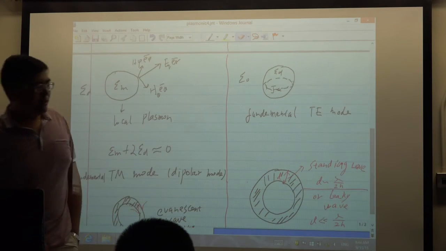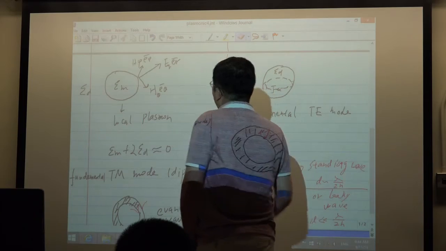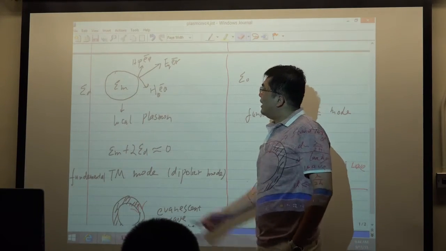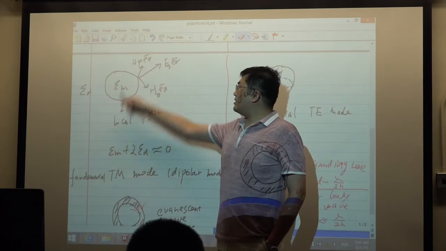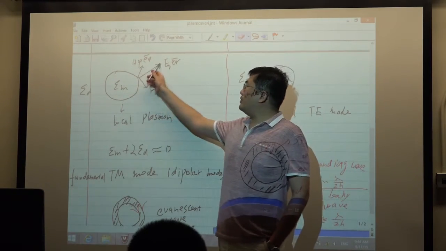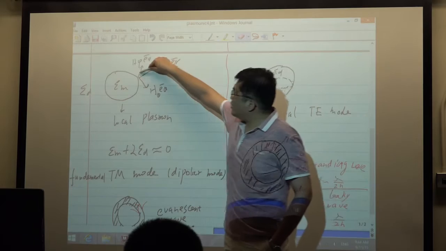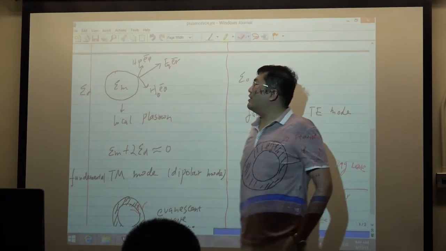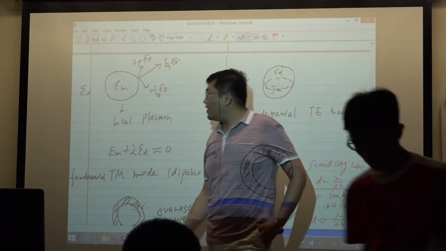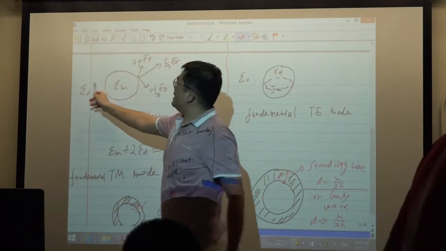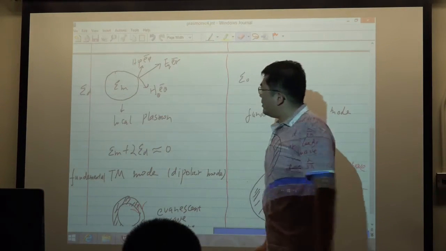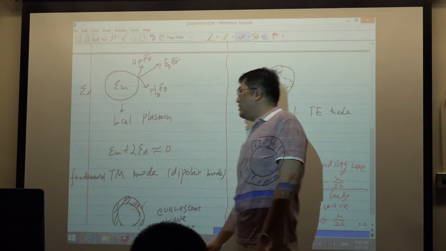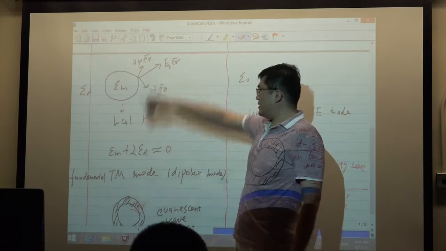For the local plasmon, it's also quite different, okay? For the local plasmon, when the E is along the R direction, and theta and phi, this is called a TM wave. The E is along the radial direction, and phi is in the transverse plane. We call it transverse magnetic for the spherical coordinate. The metal sphere and the dielectric in air, this is called the local plasmon. This is an approximation, a resonance condition, okay? It's different from a surface plasmon.